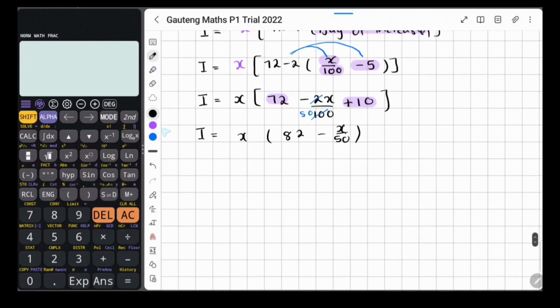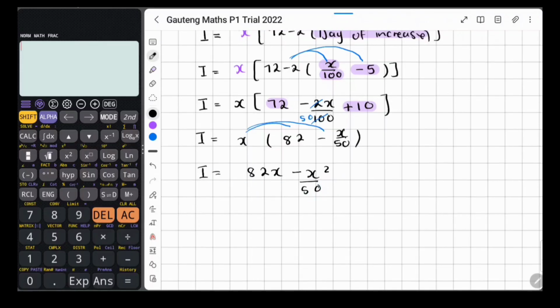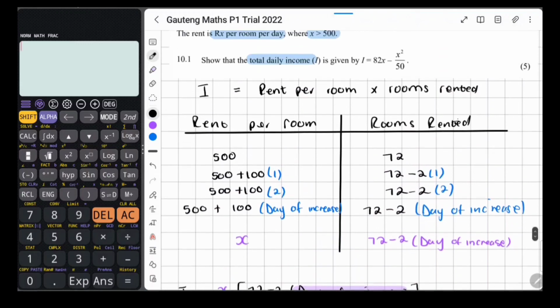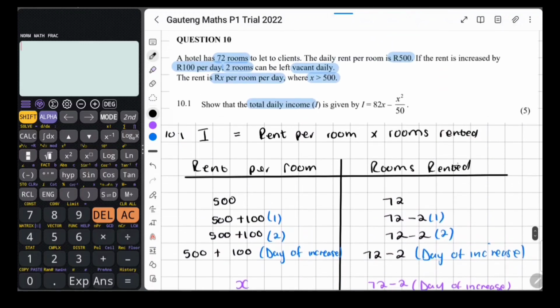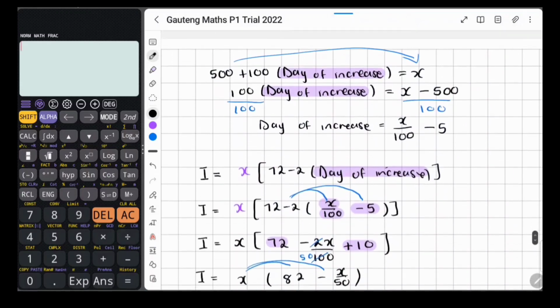Then lastly, this x is going to multiply into these two numbers. So we have x multiplied by 82. So our income is equal to 82x. And x multiplied by negative x over 50, which will be negative x squared over 50. And that's how we get the income. And remember, that is the answer for 10.1. Okay, so that's our answer.